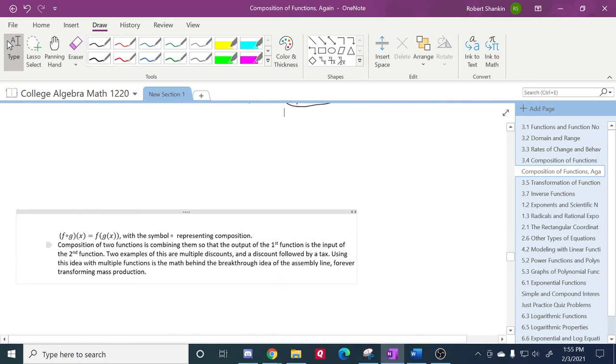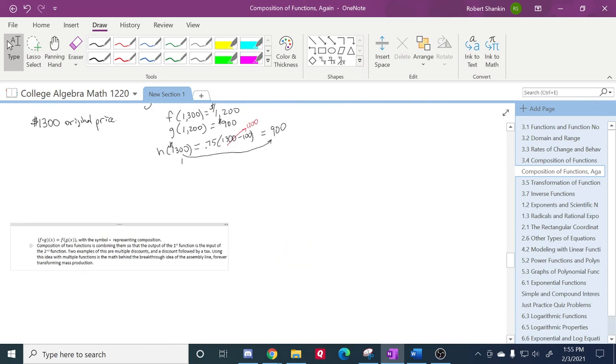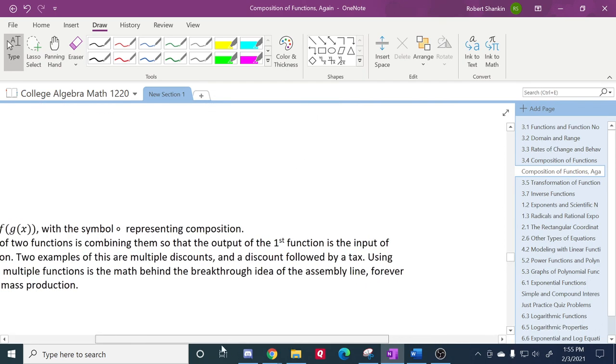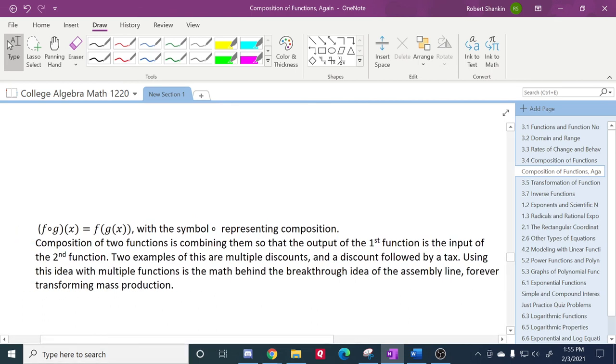And this is the composition, that little circle. Composition of two functions is combining them so that the output of the first function is the input of the second function.